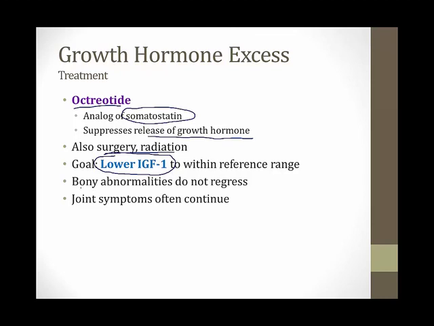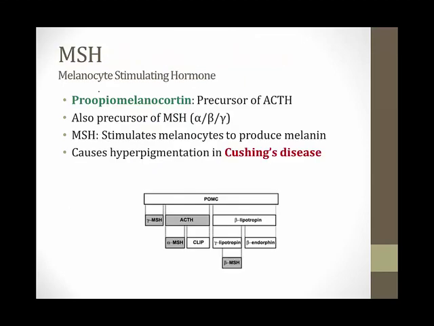Unfortunately, the bony changes usually do not regress. Tall children remain tall and big hands stay big, and in adults who have acromegaly, the joint symptoms often continue and develop into a chronic problem. I'll finish this module by discussing a couple of other hormones produced by the pituitary gland.